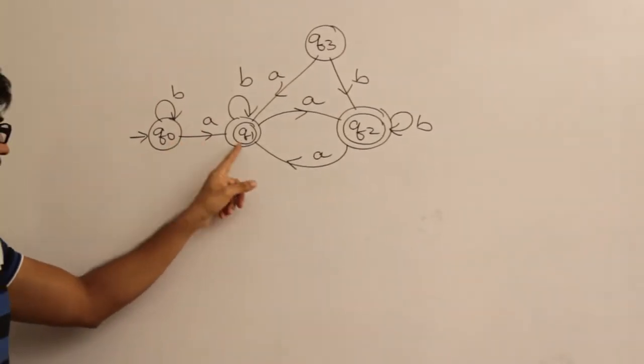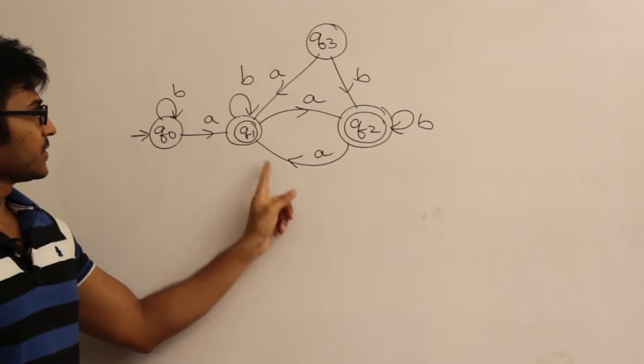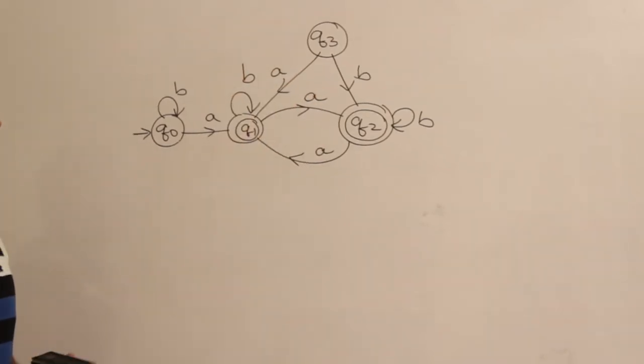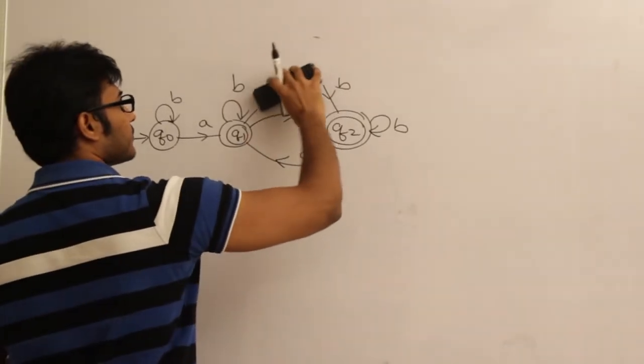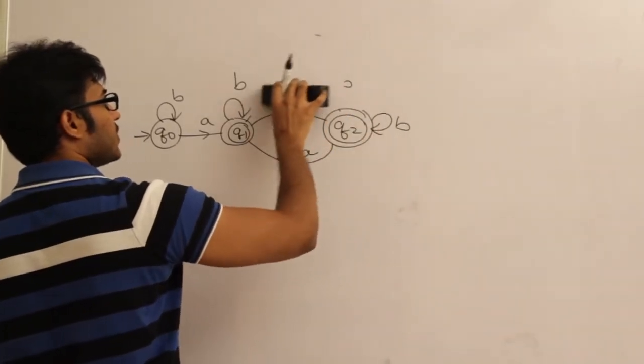Is Q1 reachable? Yes, reachable. Is Q2 reachable? Yes, reachable. Is Q3 reachable? No, Q3 is not reachable. Therefore, delete Q3. Okay, so this is the diagram.